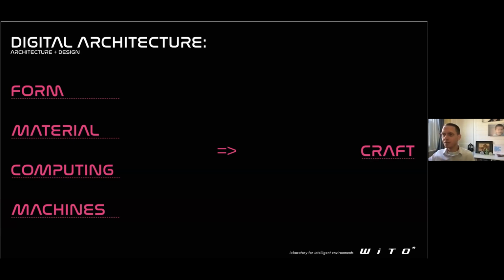Now, in all of this, where I fit into this and where I'm interested, are several categories: form, material, computing, machines, and how they all lead to craft. We'll talk about a lot of stuff here today, but I think the most important thing to remember is we're not talking about eliminating the human in any way. We're talking about augmenting the human to give the human new potentials. So whether that's new efficiencies or new skills or the ability to make new things, that's what I'm interested in.